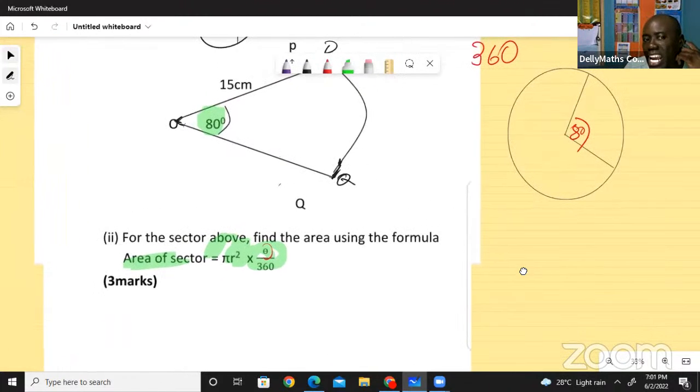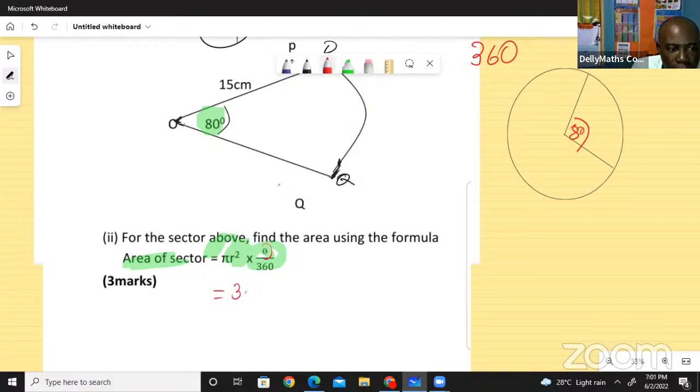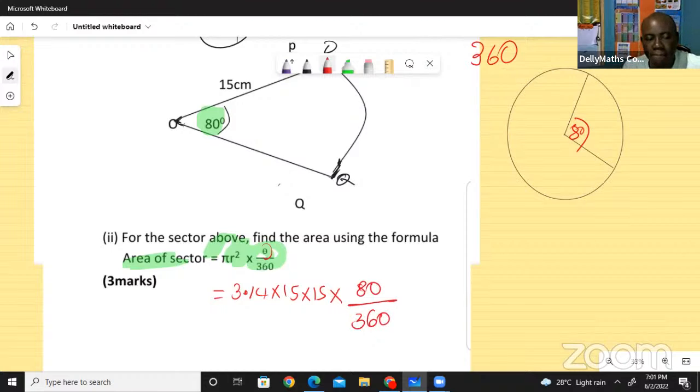So then to find the area of a sector, it's just going through the formula. So it's going to be pi r square, pi 3.14 times r square, 15 times 15, and you multiply this by 80 over 360. So what we're saying is that this is what you're going to use. A very nice way of doing this, guys: take out your calculators.